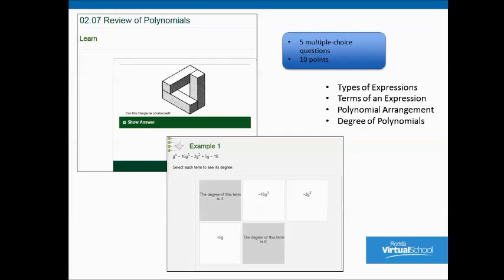2.07, reviewing polynomials. In this lesson, we learn about types of expressions, the terms of an expression, polynomial arrangement, and the degree of a polynomial. The assessment is 5 multiple choice questions worth 10 points.